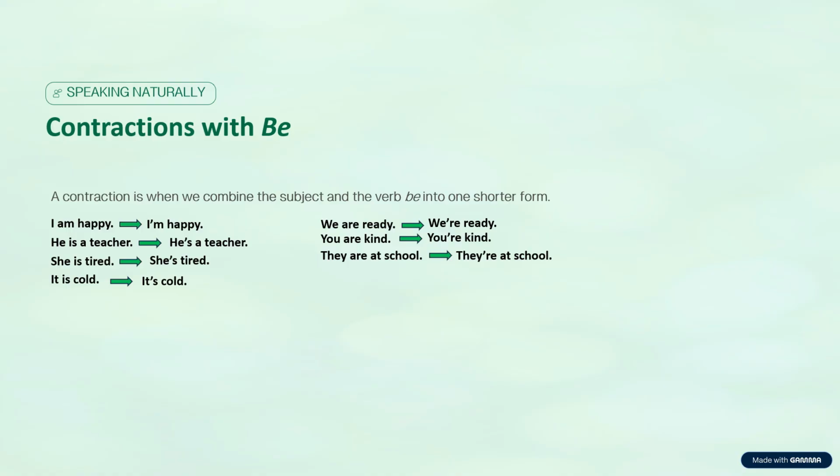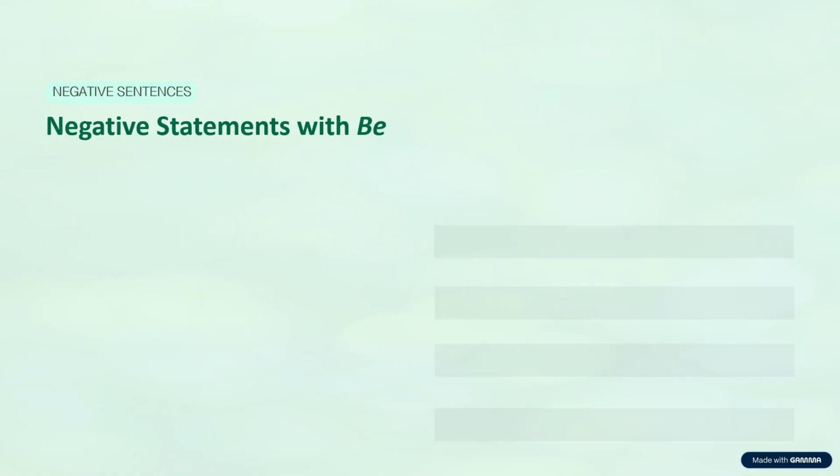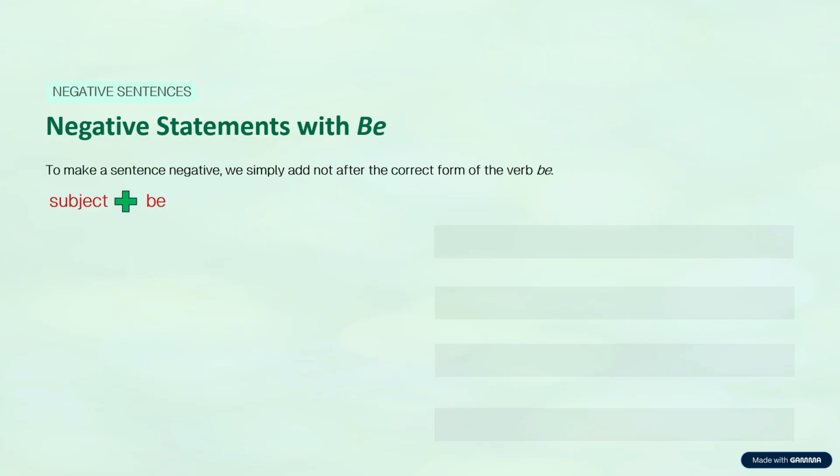Now that we've seen affirmative statements, let's look at negative statements with be in the simple present. To make a sentence negative, we simply add not after the correct form of the verb be. The basic structure is subject plus be plus not plus complement. Just like in affirmative sentences, the complement can be a noun, an adjective, or a prepositional phrase.